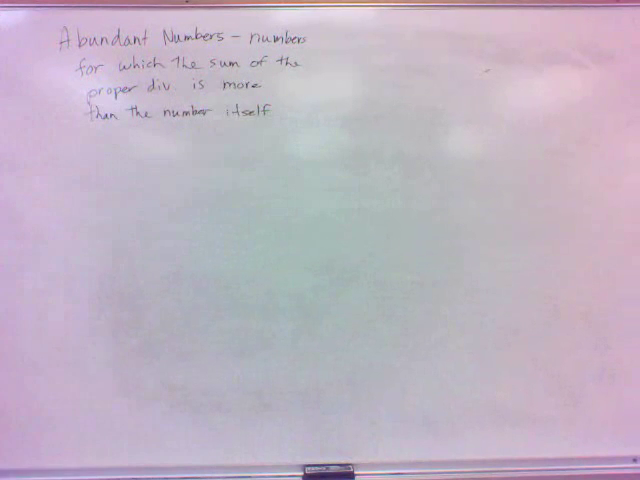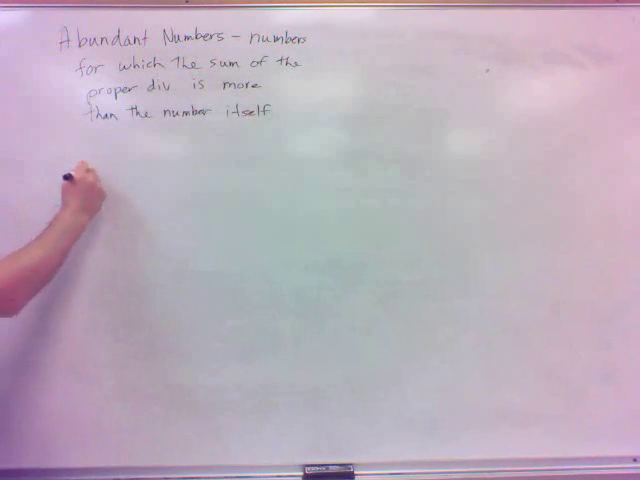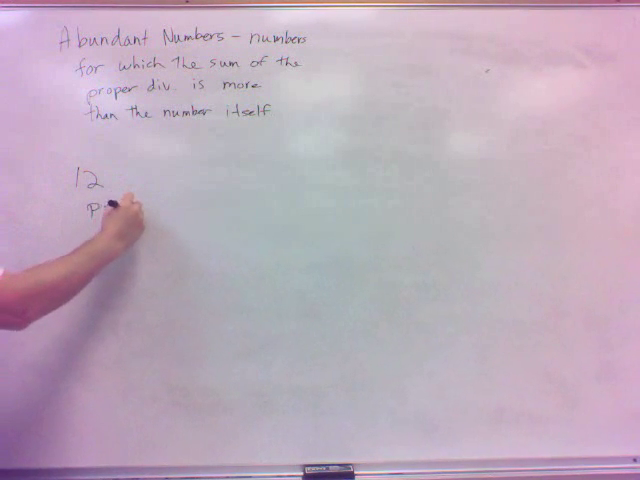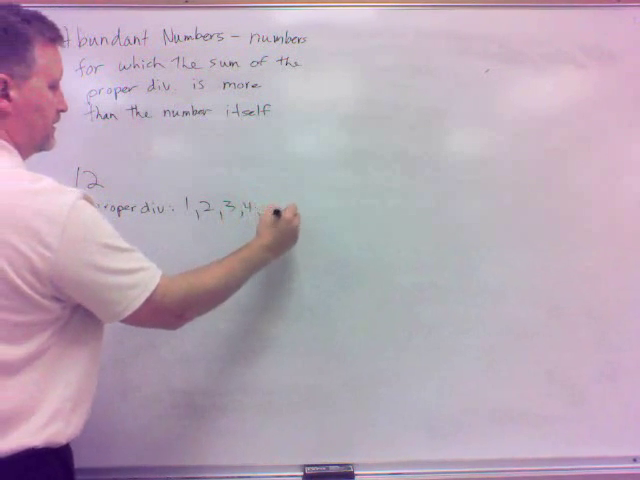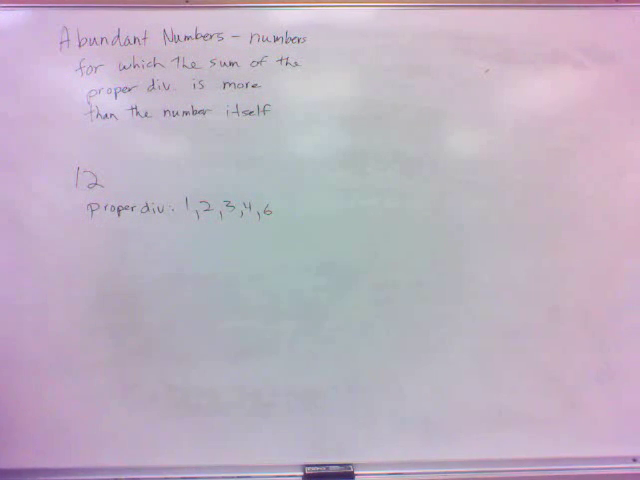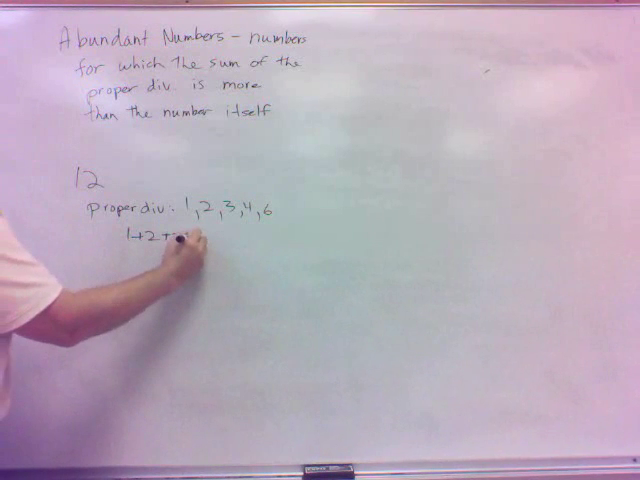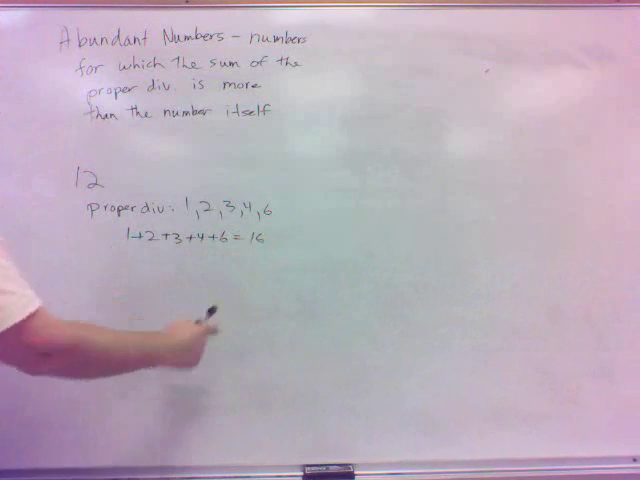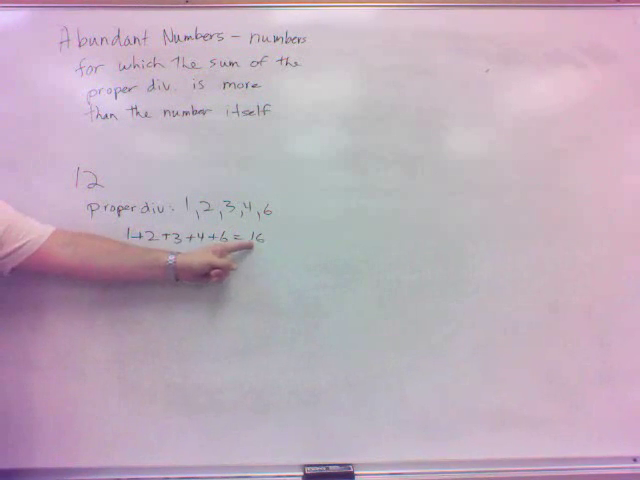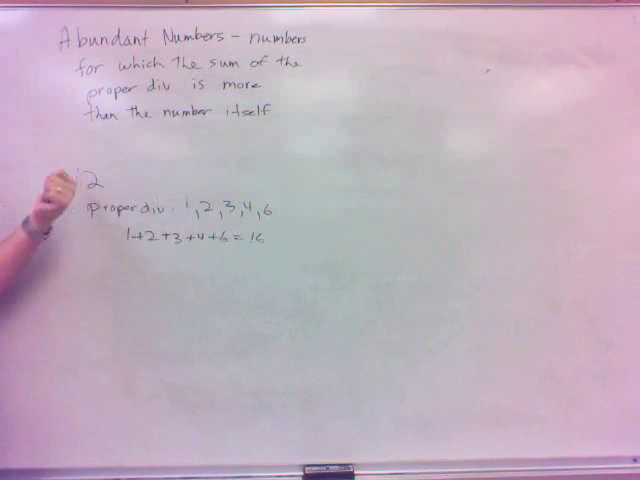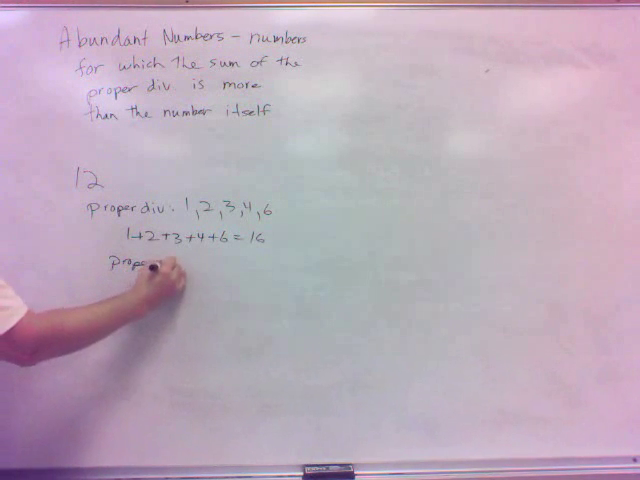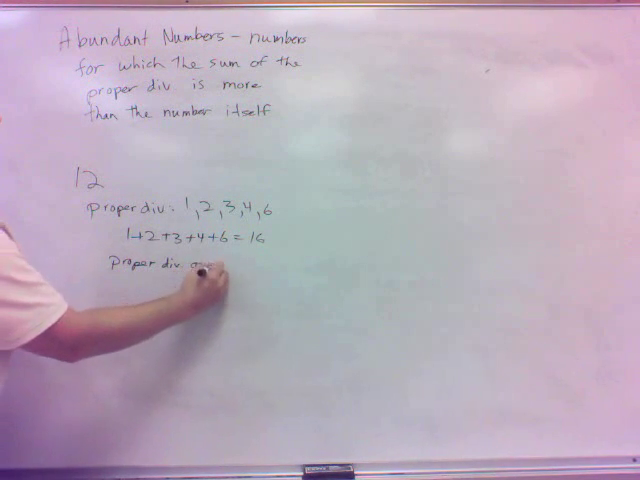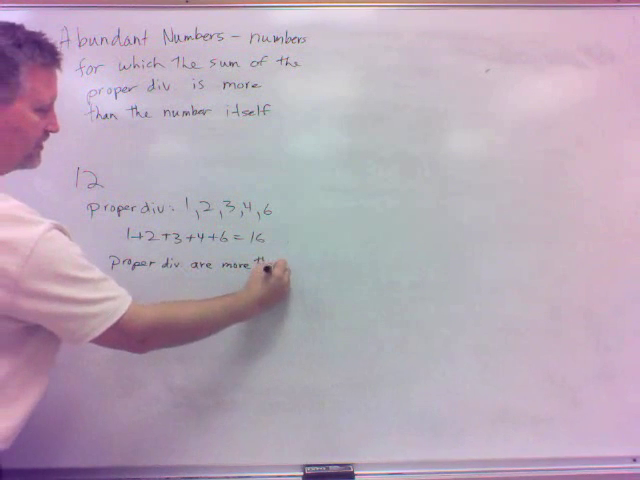And we just so happen to have an example there. We talked about 12. Well, the proper divisors of 12 were 1, 2, 3, 4, and 6. And if you add 1, 2, 3, 4, and 6, we got 16. Comparison-wise, the proper divisors add up to be more than the number itself, right? That's abundant.